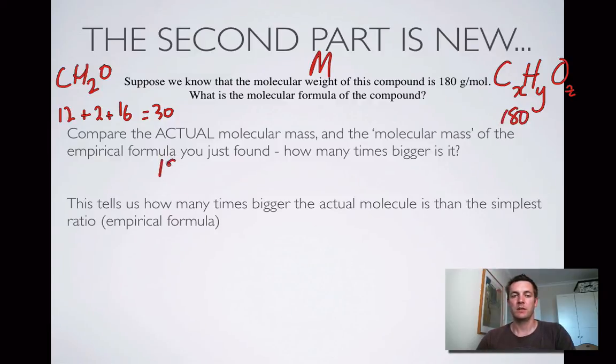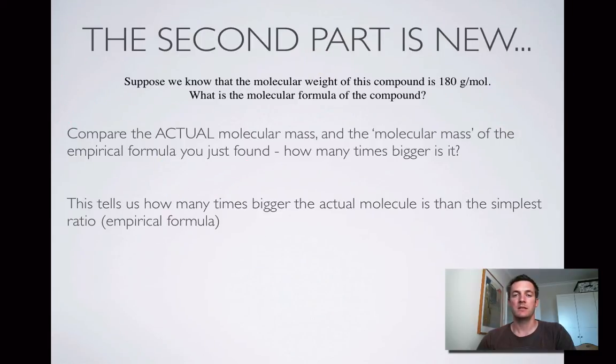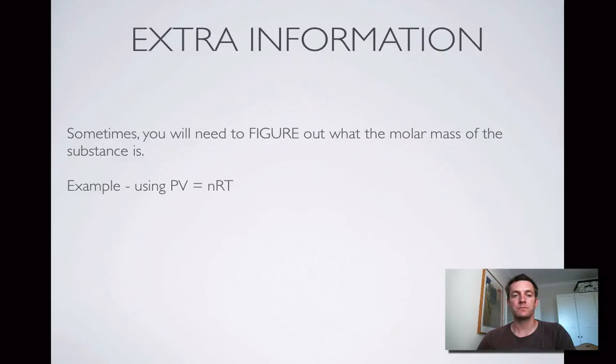So if we compare our actual with our empirical, the molecular mass of the empirical formula, which was 30, we divide our actual by the empirical mass. That's going to be 6. That means our actual formula is 6 times as big as this one. So C6H12O6. Simple as that. It's all about finding how many times bigger the molar mass is than the molar mass of the substance you've just calculated the formula of. In year 11, it will pretty much be that simple.